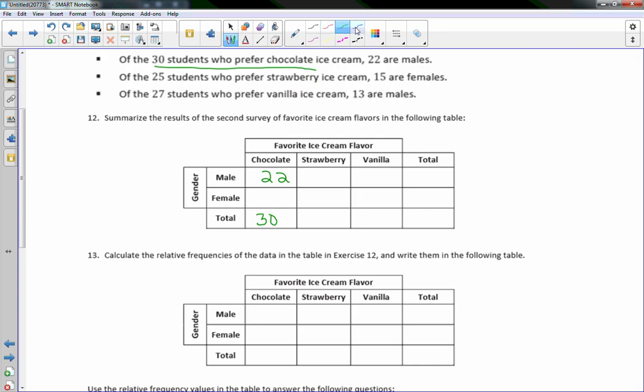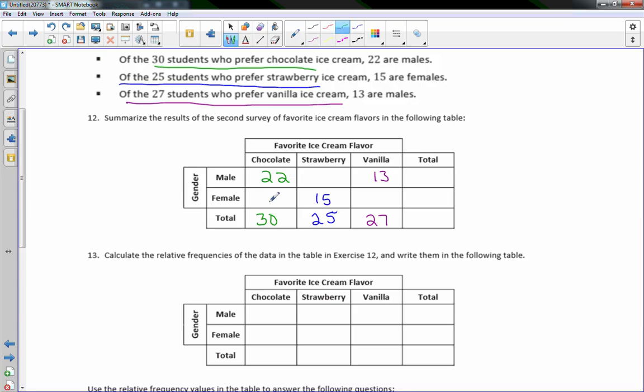So there's that. And now it says of 25 students who prefer strawberry, here's strawberry, that's a total of 25 preferred strawberry, that's our total. And then it says 15 of them are female, so I'm going to put a 15 here. And then the next one says of 27 students who prefer vanilla, vanilla total is 27. Of those 27, 13 are male. So now we have to summarize this table. So here's the table, and we just need to finish filling it in.